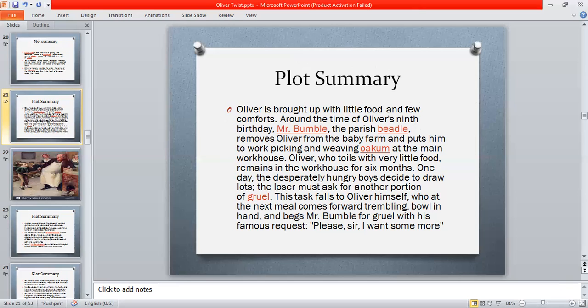One day, the desperately hungry boys decide to draw lots, to try their fortune. The loser in this game must ask for another portion, or more food. This task falls to Oliver himself, who at the next meal comes forward, trembling, feeling panic and hesitation, bowl in hand, and begs Mr. Bumble for gruel with his famous request, "Please sir, I want some more."